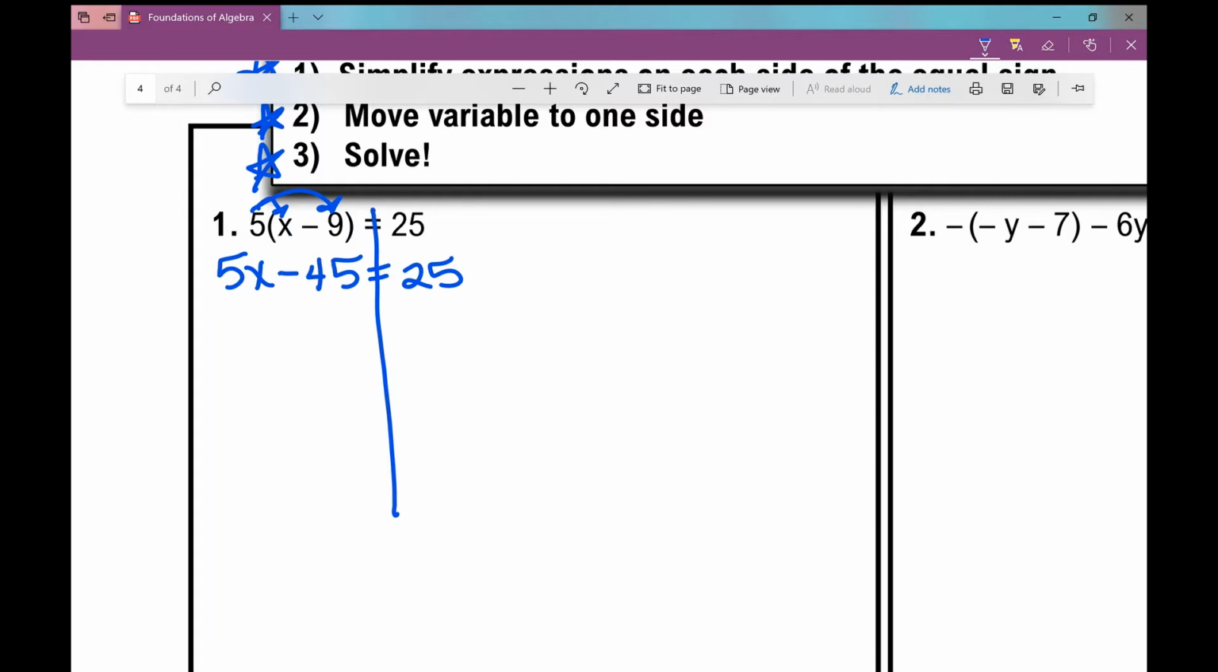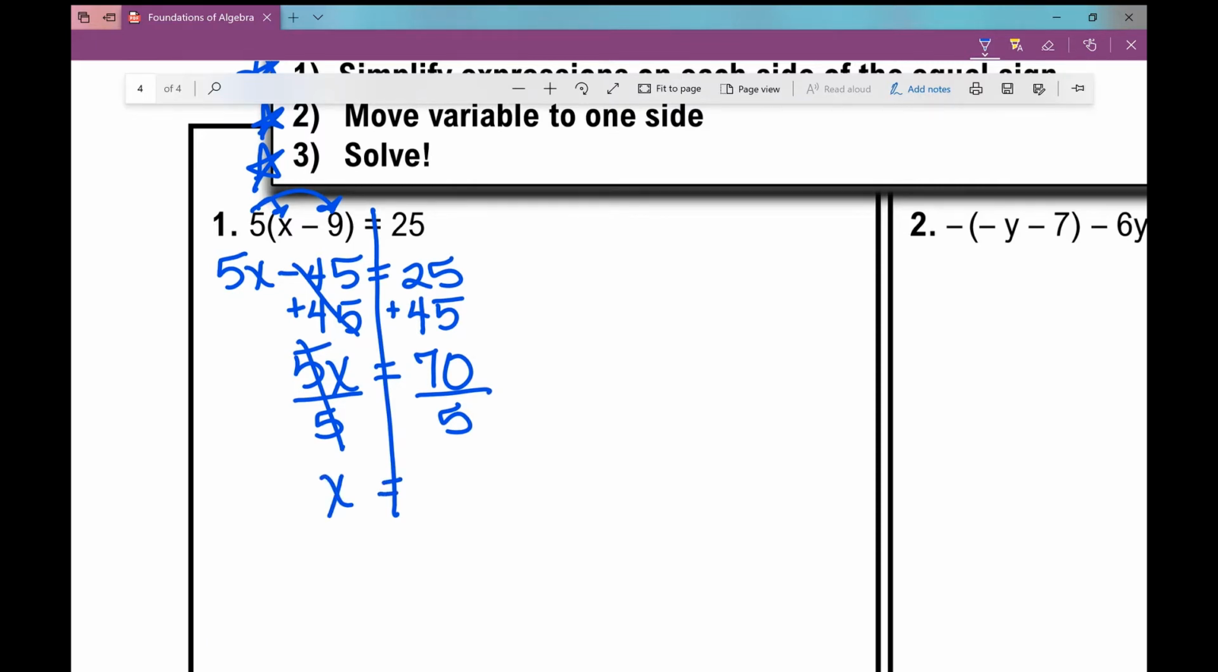That line just helps me line up my equal sign. So now I'm just solving a basic two-step equation. I have to undo this subtraction. How do I do that? I add. What I do to one side, I have to do to the other. So 25 plus 45 is 70. And now I'm going to divide both sides by 5. Since that's 5 times x, I get rid of that 5 by dividing. What I do to one side, I have to do to the other, and I get x equals 70 divided by 5 is 14.